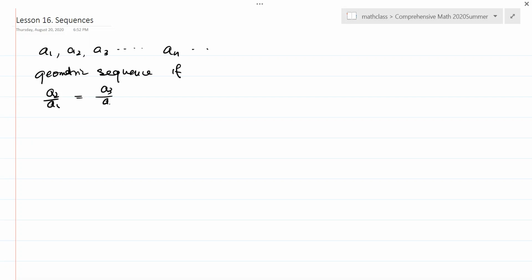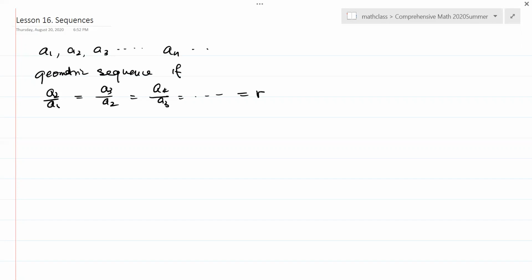All right, so we have a sequence of numbers, A1, A2, A3, and so on, where this is the nth term. This is called a geometric sequence if the ratio of the consecutive terms is the same. That means A2 over A1 equals A3 over A2, equals A4 over A3, and keep going, they're all equal to R. So it's the same constant: each term over the previous term.